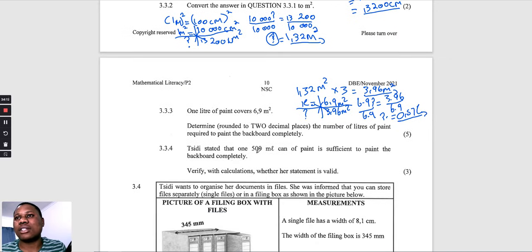Tidy states that a 1 500 milliliter can of paint is sufficient to paint the backboard completely. Remember, for our backboard to be completed with paint, it needs 0.75 liters of paint. So let's check. She said this can is going to be enough, so let's prove if it's going to be enough.